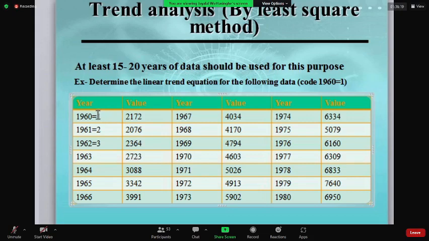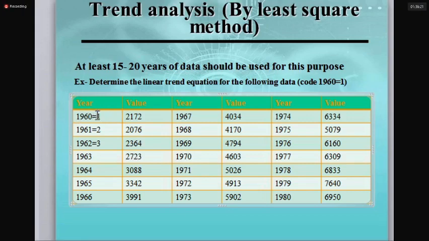But for x values, we are now using a coding system. 1960 is 1, 1961 is 2, like that. Then what is the value we are going to substitute in the equation if we want to find the y value of 1991?